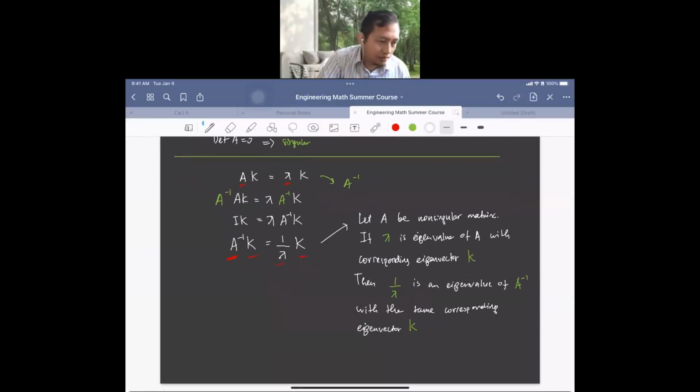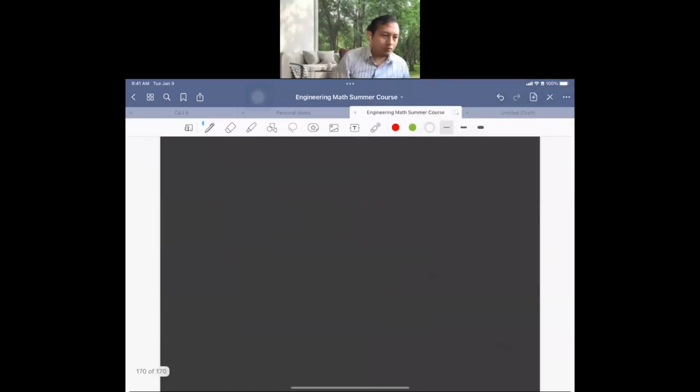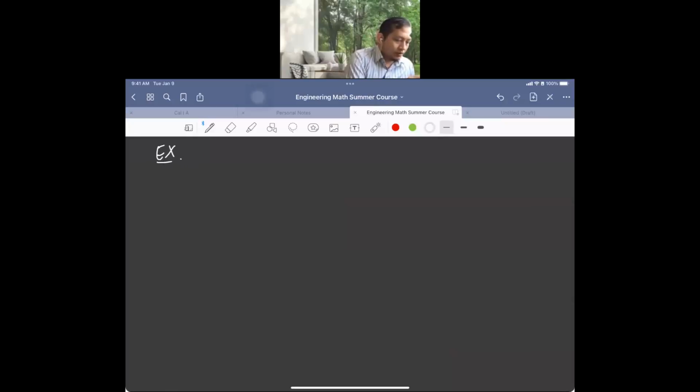Okay, let me give you an example, just a simple verification. So let's say matrix A is [4, 2, 0, 3]. Let's say it has distinct eigenvalues.